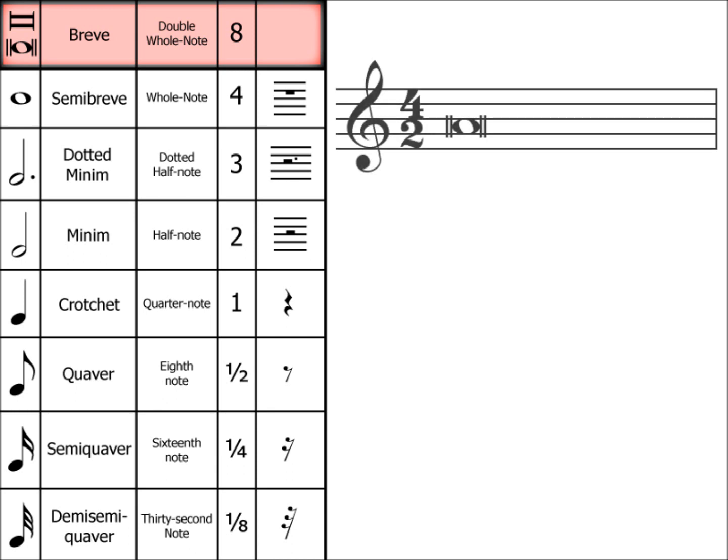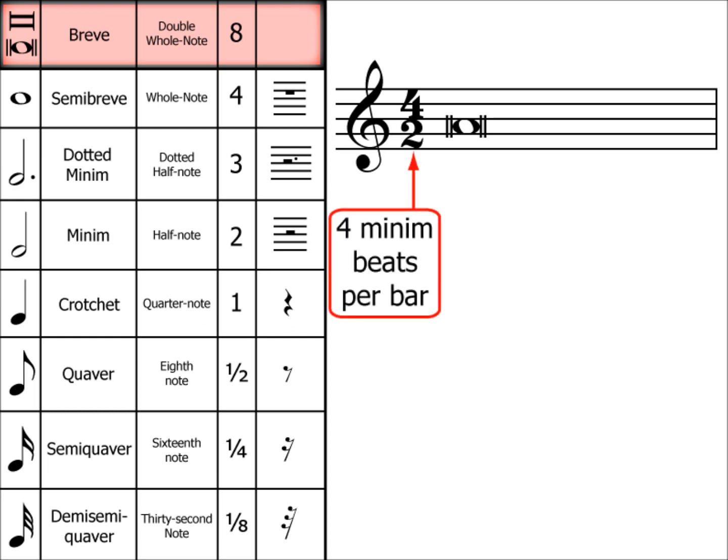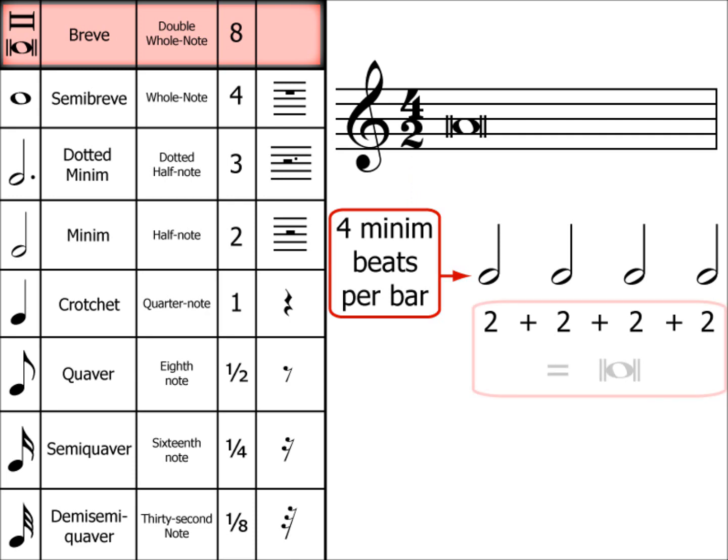4-2 is the most common time signature that you'll come across a Breve, as one Breve will fill an entire bar of 4-2. As you probably know, 4-2 means that there are 4 minim beats in a bar. If you're not sure of this, have a look at my videos on time signatures. Each minim is worth 2, so 2 add 2 add 2 add 2 equals 8, a Breve.